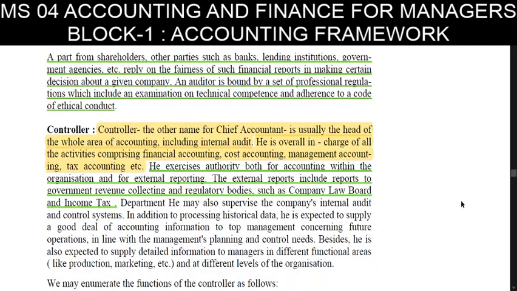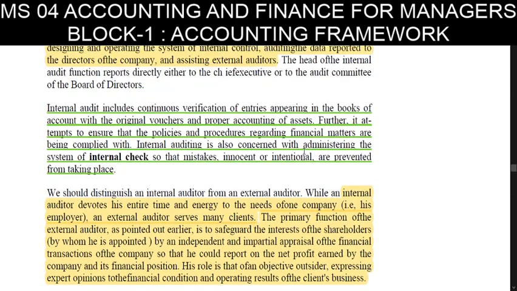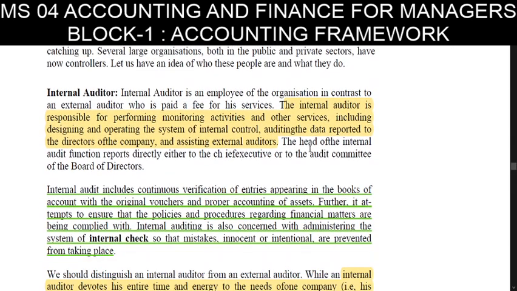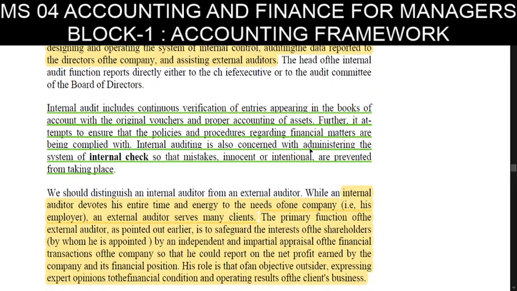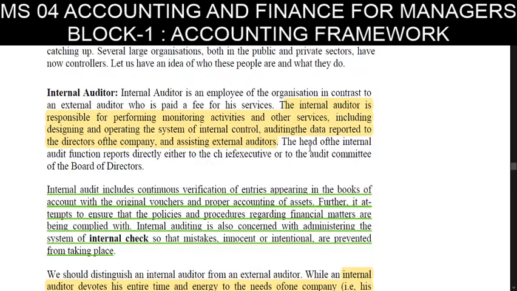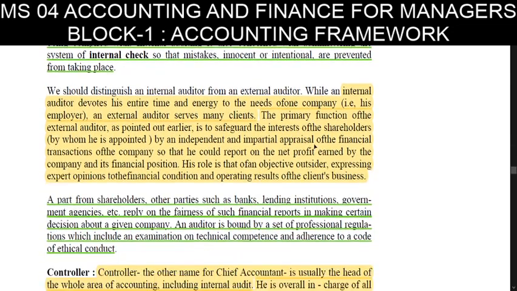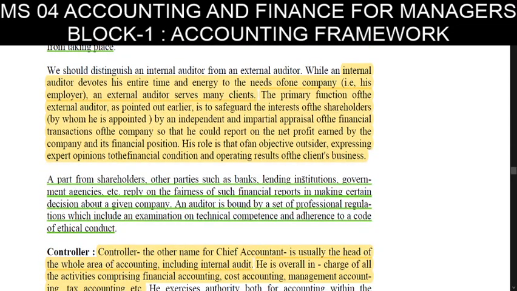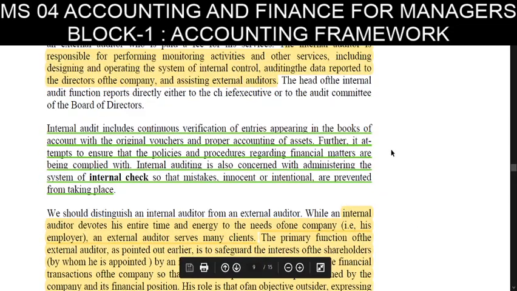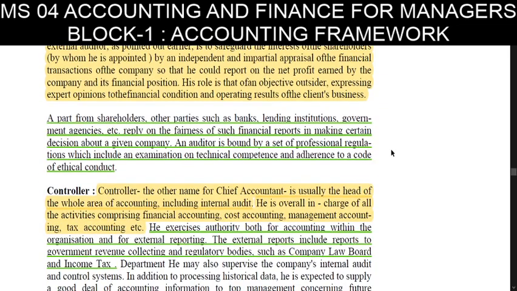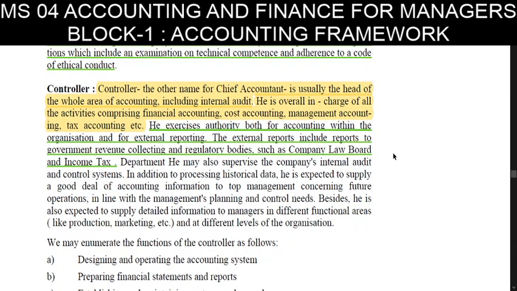Who is the controller? The next part is controller. The above paragraphs are very important. This is all about internal auditing and external auditing: the role of an internal auditor, the activities of an internal auditor, the role of an external auditor, the activities of an external auditor, what he does. These are the summary points which are given in this textbook, and we have to write the bullet points in the examination. Okay. Now the next one is controller.